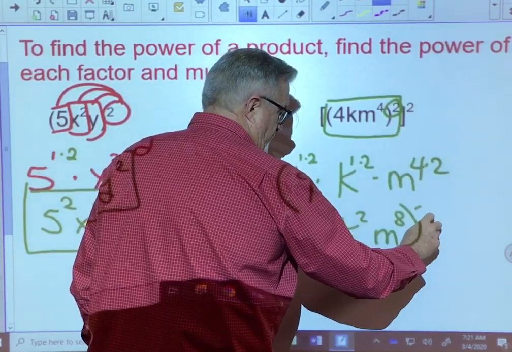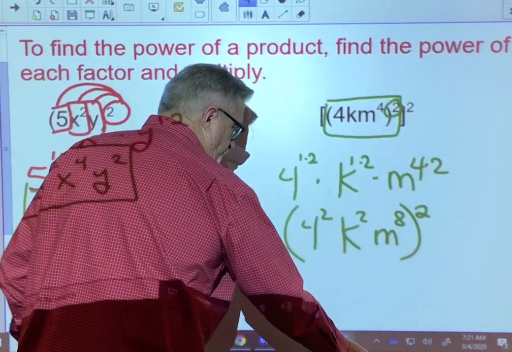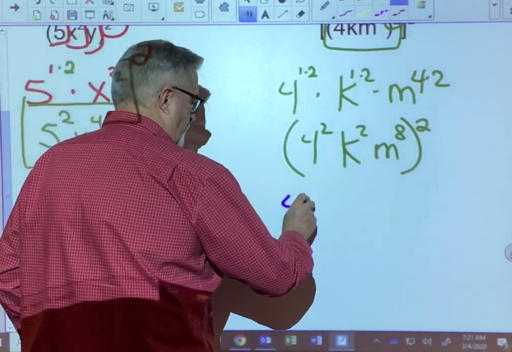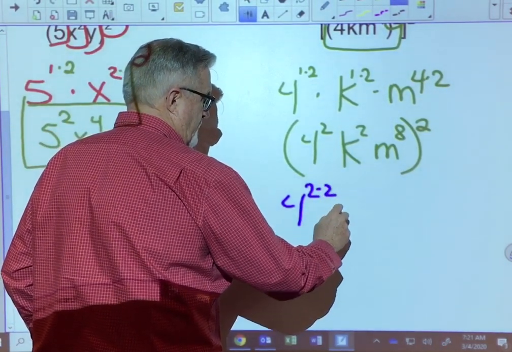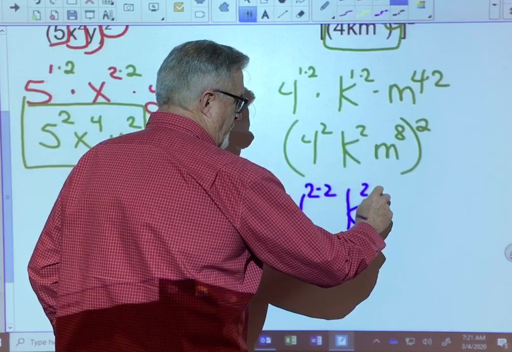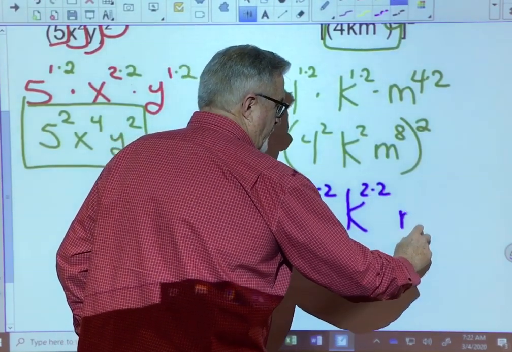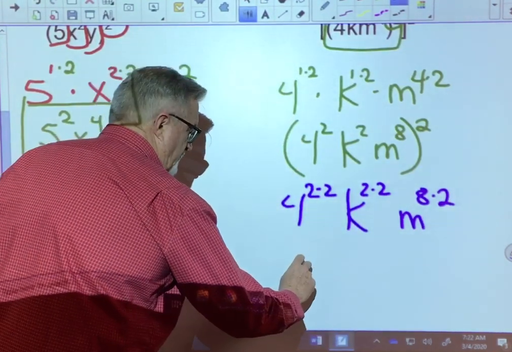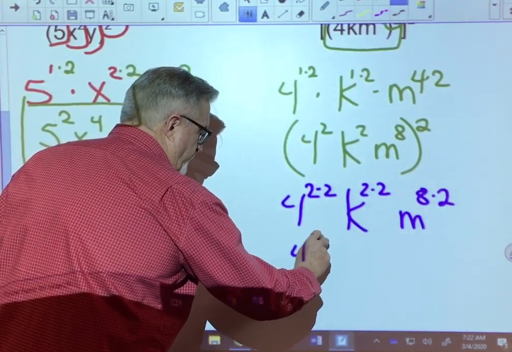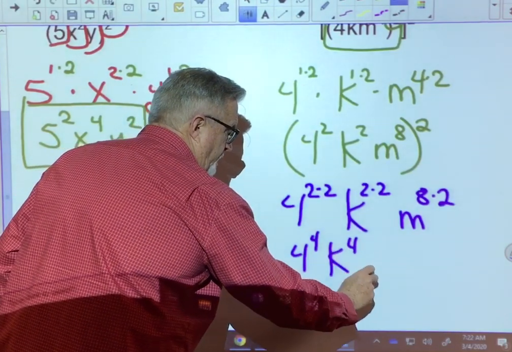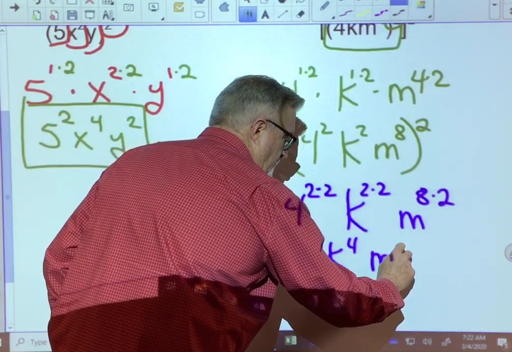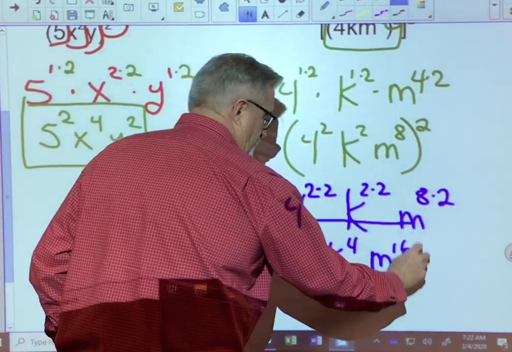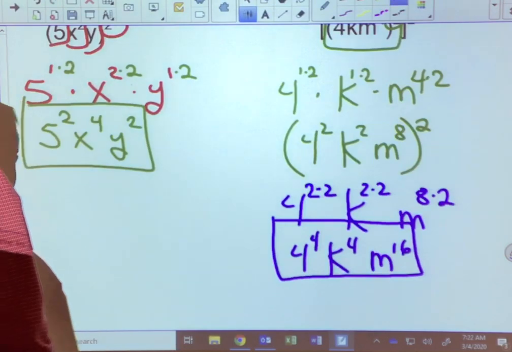Now we've got to raise all that again to the second power. So when we do that, we're going to have 4 to the second power raised to the second power, k to the second power raised to the second power, and m to the 8th power raised to the second power, which is going to leave us with 4 to the 4th times k to the 4th times m to the 16th.